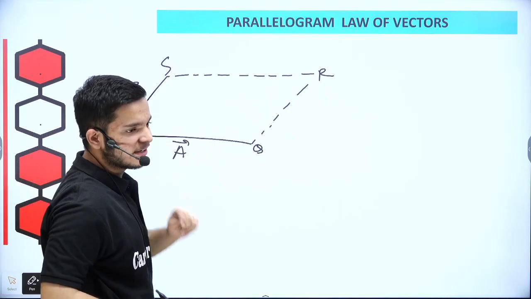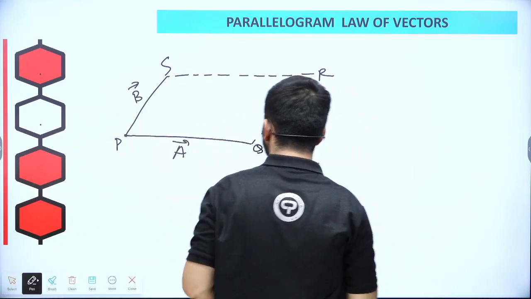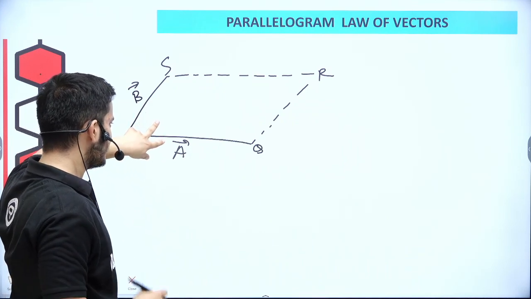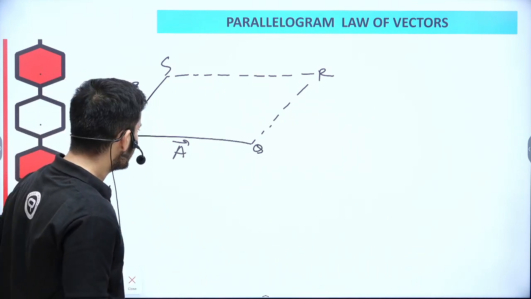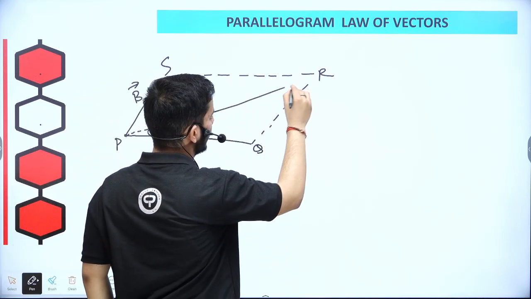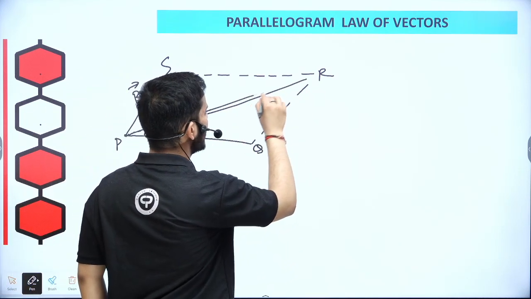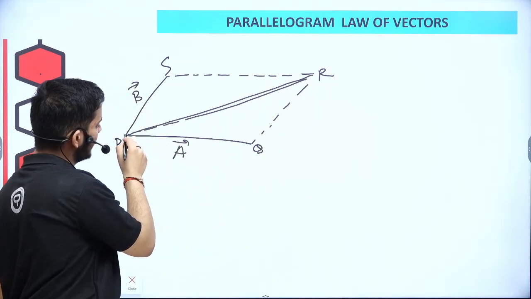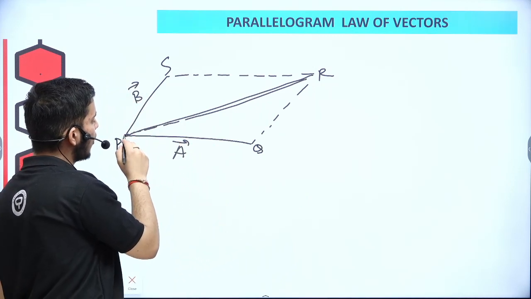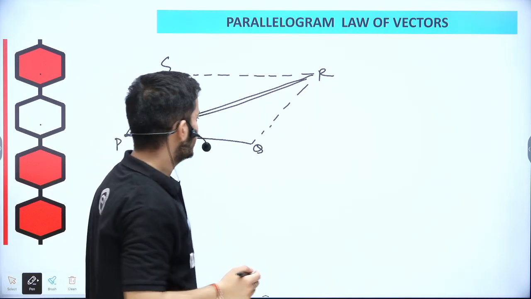So now what will be the resultant? The resultant of these two vectors that we have taken on two adjacent sides will be the diagonal of the parallelogram. Which diagonal? The diagonal from the common vertex, the common point of the two initial vectors.